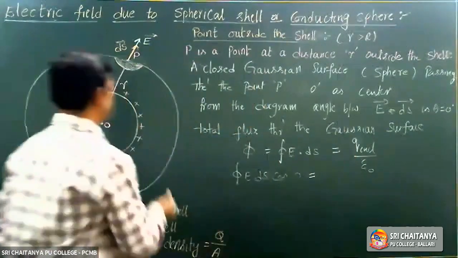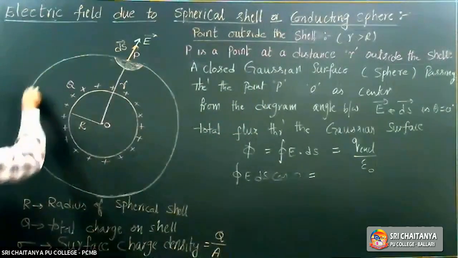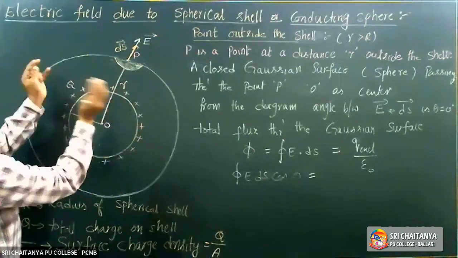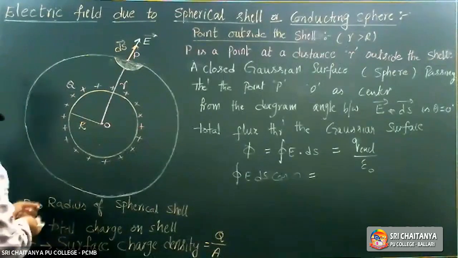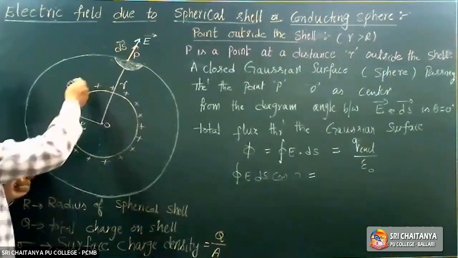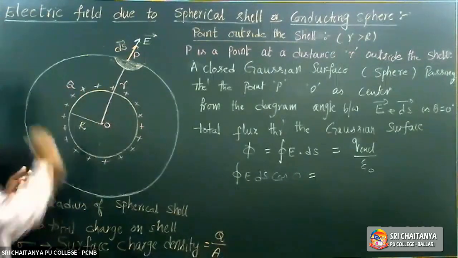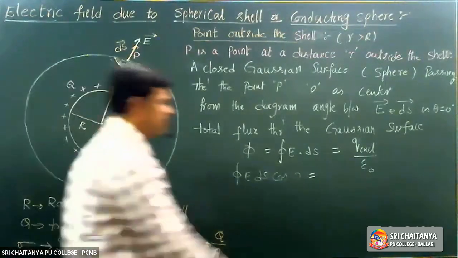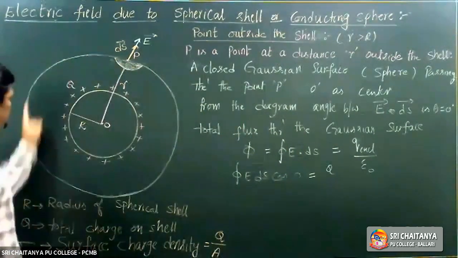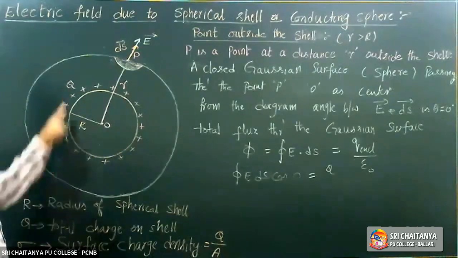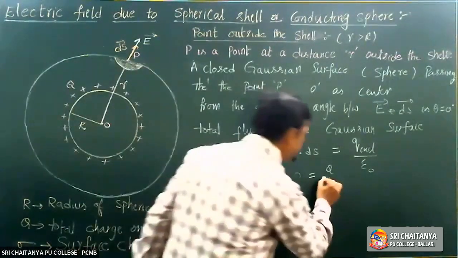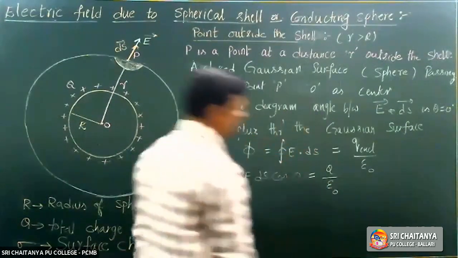What is Q enclosed? See this Gaussian surface. In this Gaussian spherical surface, the total charge Q is enclosed. This total Q is inside of it. So charge enclosed is what here? Q. So total charge Q is enclosed, Q by epsilon naught. Right?